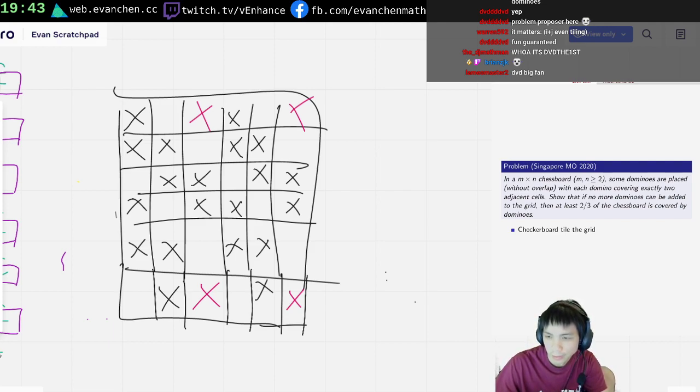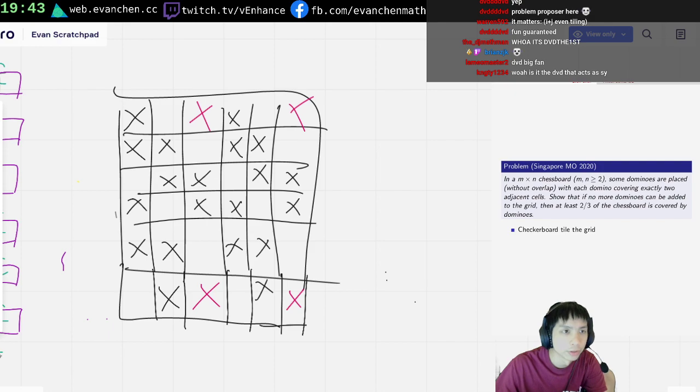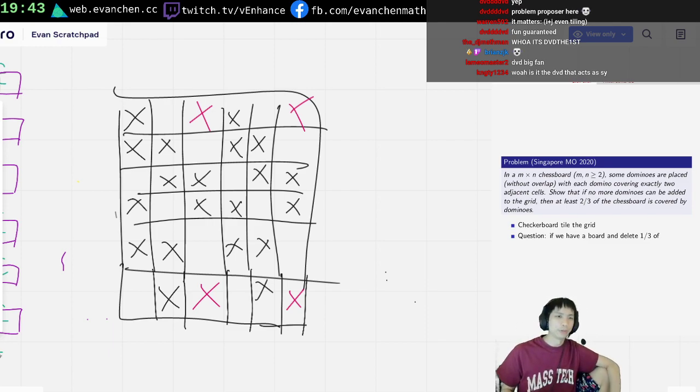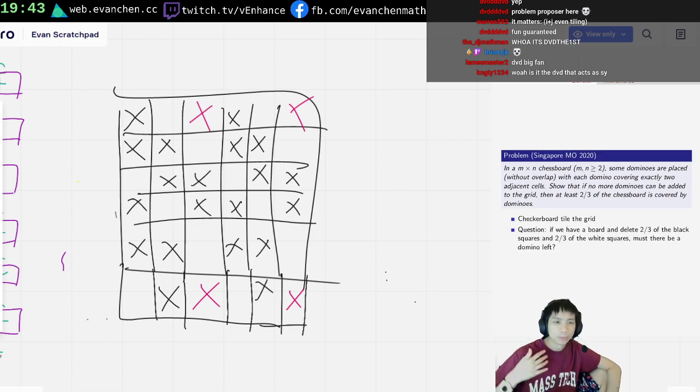If we have a board and delete 2/3 of the black squares and 2/3 of the white squares, must there be a domino left? So maybe we notice that it's real bad if you just delete all the black squares, but maybe that's the only obstruction, and maybe we're lucky, and if you leave 1/3 of the black squares and 1/3 of the white squares, then there should be 2 that are next to each other or something like that. Is that true? Well, let's see.